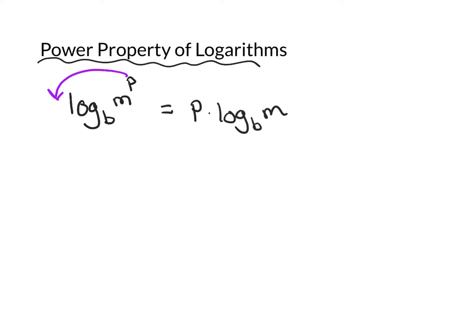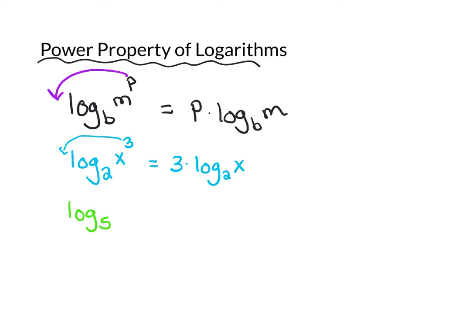Just two simple examples seeing this property. If I have log base 2 of x to the third, another way to write this is bringing that power down in front. So it's 3 times log base 2 of x. And one more, log base 5 of 6 to the fourth. Log of something with a power comes down in front, so that's 4 times log base 5 of 6. That's the power property of logarithms, and we're going to use it today.